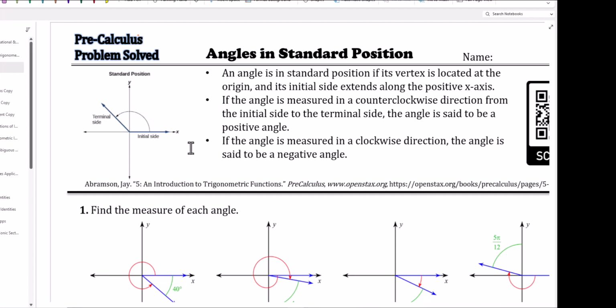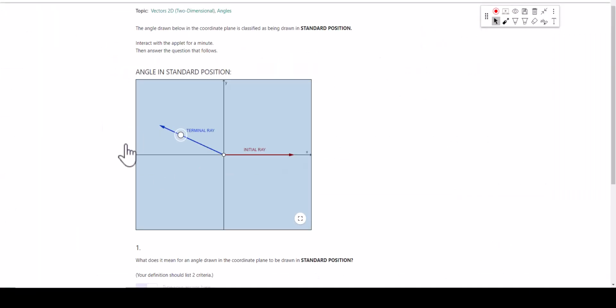Hey everybody. So in this video, we are talking about angles in standard position. Before we jump in and start doing these problems, I do want to show you just a couple of things as an introduction to angles. When I say an angle in standard position, angles have two components.